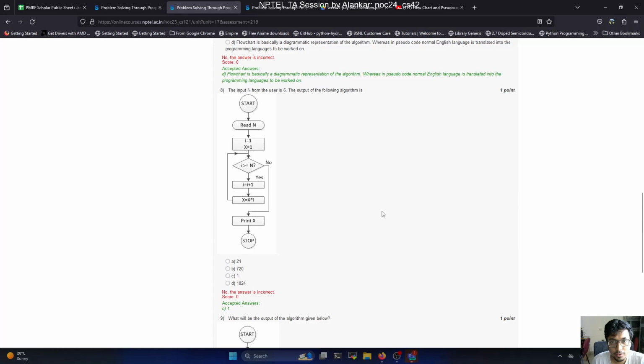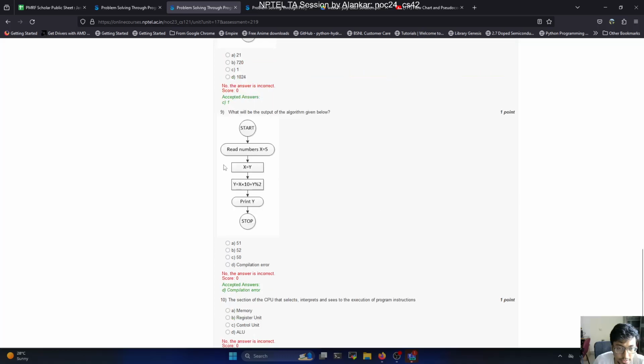So we move on to question number 9, where you see: what will be the output of the following algorithm. Again, another algorithm expressed in the form of a flowchart, and here also you can see read number x equals 5 and then x equals y. In this step where x equals y, this will give rise to a compilation error, because y is not defined anywhere in this algorithm before, so this is not valid. Therefore you get a compilation error, and that is the right answer, and the rest of these are not correct.